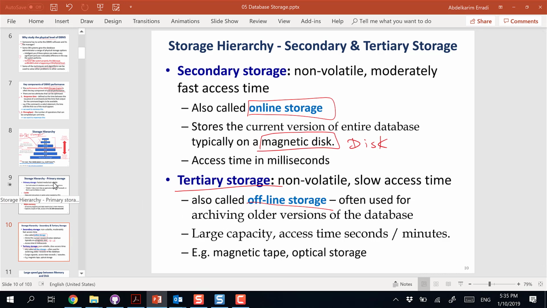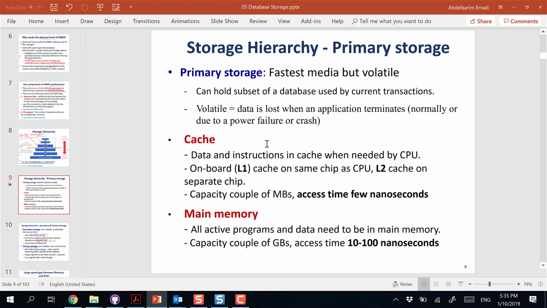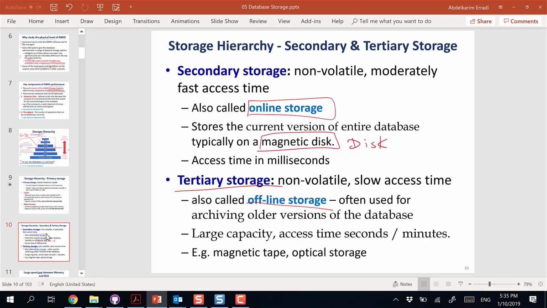In the primary storage, we're talking about a few nanoseconds to read and write data. In the secondary storage using magnetic disks, we're talking about milliseconds. And for storage on large capacity tape or optical storage, we're talking about seconds and minutes. Okay, so these are not suitable for online, mainly for archiving.